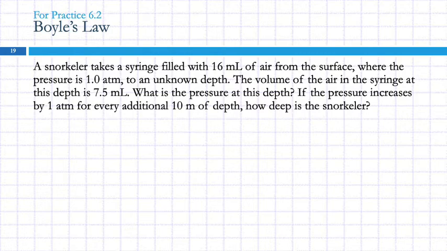A snorkeler takes a syringe filled with 16 milliliters of air from the surface, where the pressure is 1 atmosphere, to an unknown depth. The volume of the air in the syringe at this depth is 7.5 milliliters. What's the pressure at this depth? And we'll work on the other question later.